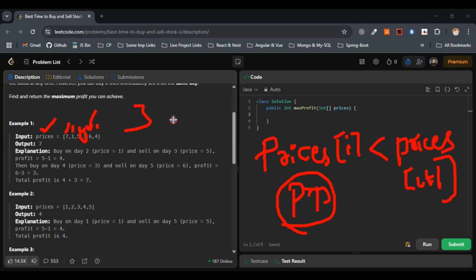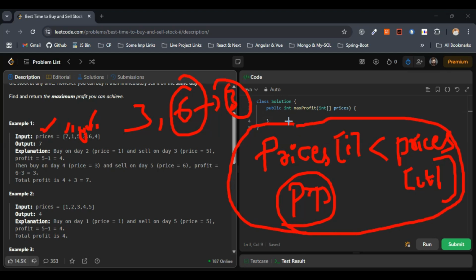A simple example: we have bought something for 3 rupees, and we are selling the same thing on the next day for 6 rupees. We will be having a 3 rupees profit here. So that's the same thing here. If prices[i] is less than prices[i+1], this is just for example's sake, then it is said to be a profitable transaction.